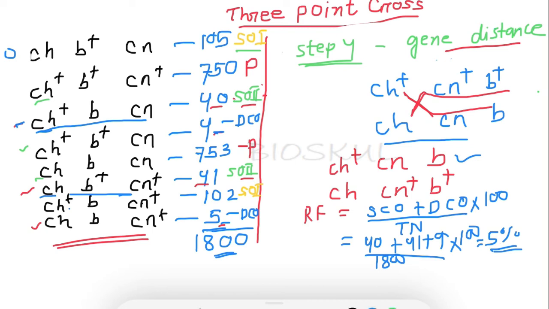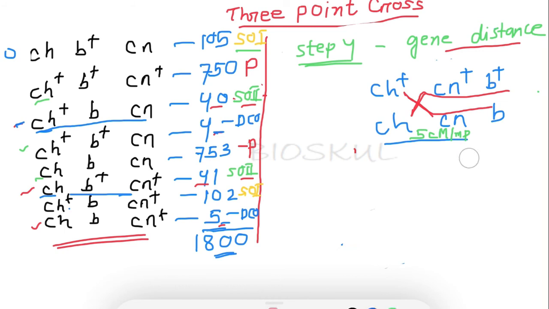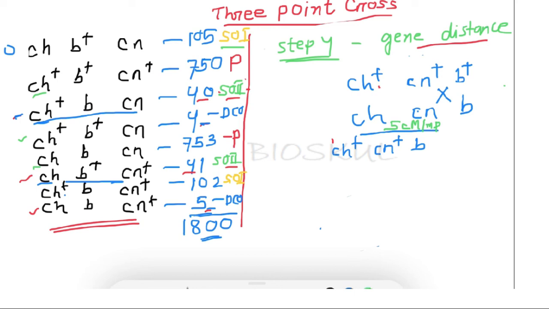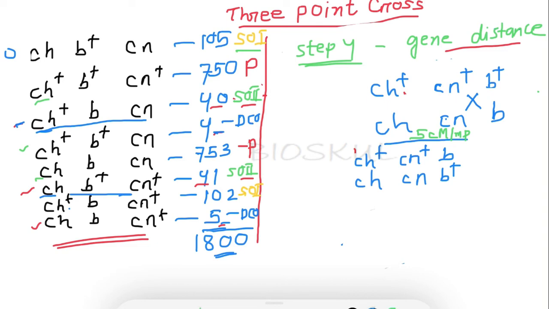And I told you before that the recombination frequency is similar to gene distance, but it is represented by centimorgan. So we can say that the distance between the genes CH and CN is 5 centimorgan or map units. Now we have to find out the gene distance between CN and B. After the crossing over, we will get CH plus CN plus B and CH CN B plus. Always read from left to right.